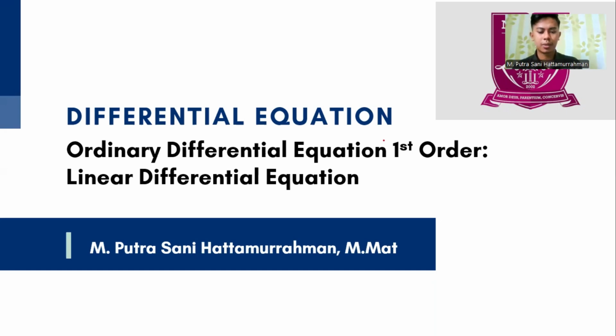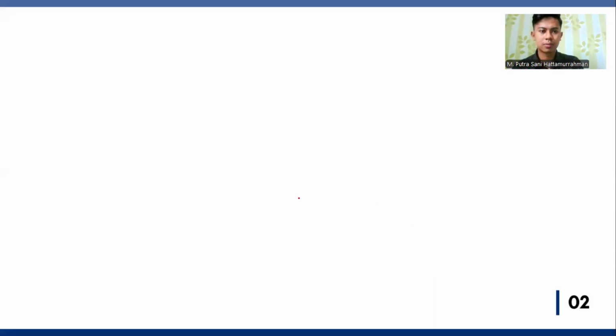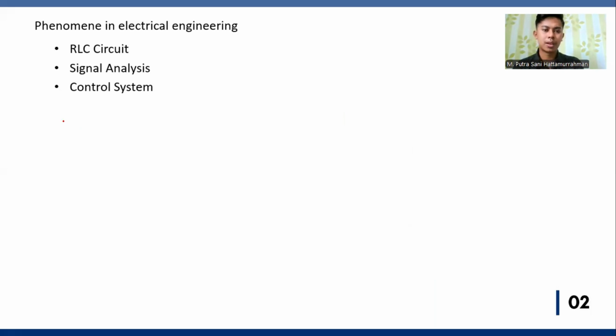Okay, I think I changed my question to be more general. How do we predict the behavior of an electrical engineering system? Maybe we can go to the next page. Okay, there are so many phenomena in electrical engineering. As an example, we have RLC circuit, signal analysis, and control system. So in the RLC circuit, as we know, we have R for resistor, L for the inductor, and also C as capacitor.